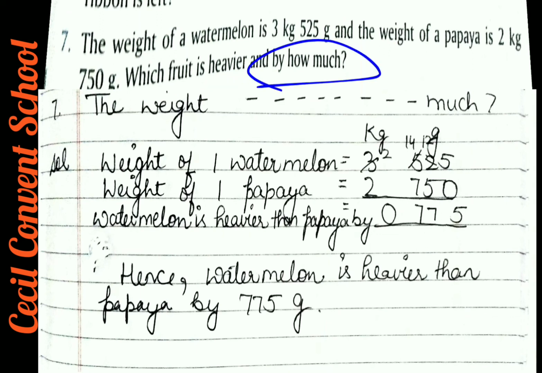They ask you by how much? How do you find by how much? By minus. So what to do? You minus them. 5 minus 0 is 5. From 2 can you minus 5? No. What to do? You take from 5. This 5 becomes 14 and this 2 becomes 12. 12 minus 5 is 7. Now for this 4 you will take 1 from 3 and it becomes 14. 14 minus 7 is 7. From 2 you minus 2, the answer is 0. So there will be 775 gram only. So the hence line is the last line. Hence watermelon is heavier than papaya by 775 gram.